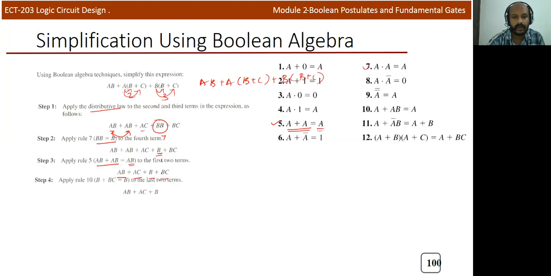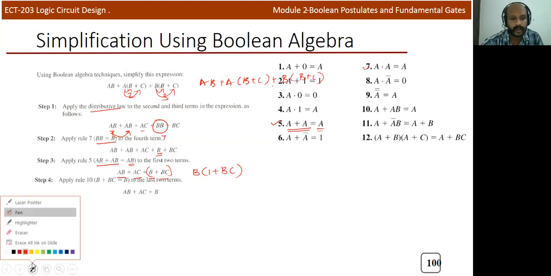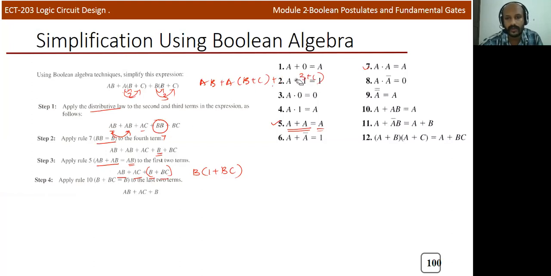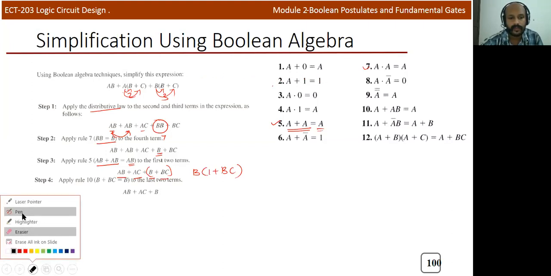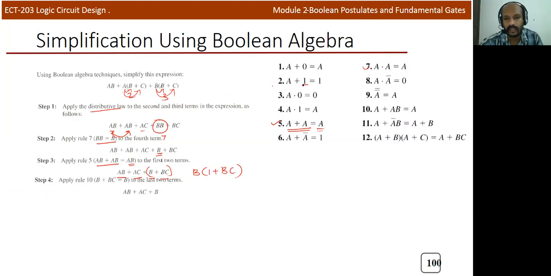Okay. Now you can see that you can consider the last two terms, B plus BC. So we can take B as a factor, then 1 plus BC. Okay. So from this expression, from rule 2, if you look at rule 2, if you are performing OR operation with 1, you will get exactly 1. So irrespective of the other variable. So here it is 1 plus BC, which is equal to 1, then B dot 1.